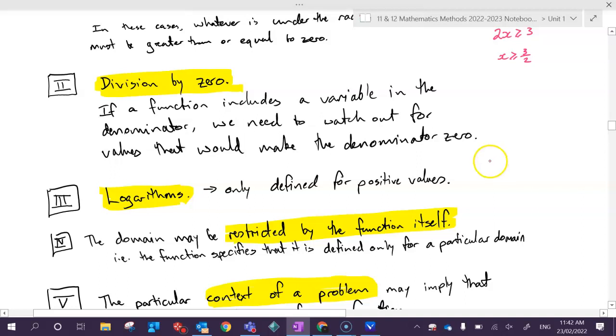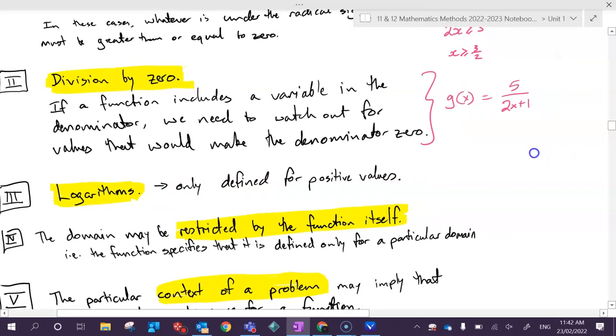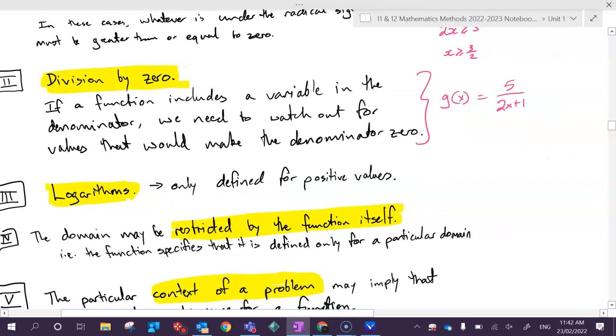So if they said, what's the domain of the function, I'm going to have g of x this time. Let's go back up here with this one. g of x equals 5 over 2x plus 1. The domain for this, x can be almost any number except for one value.